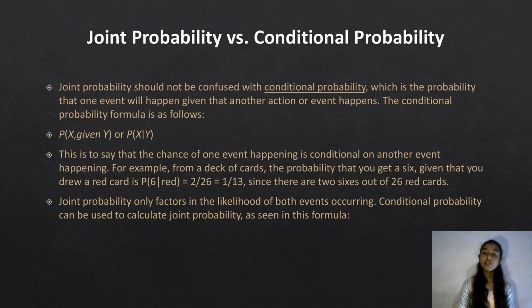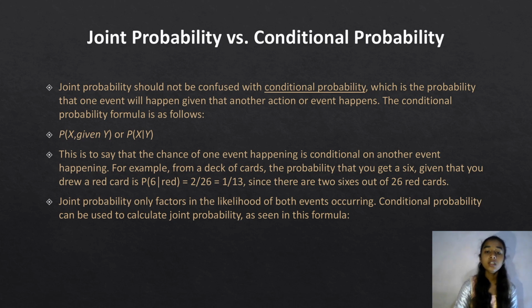Joint probability versus conditional probability. Joint probability should not be confused with conditional probability, which is the probability that one event will happen given that another action or event happens. The conditional probability formula is as follows. This is the formula to calculate the conditional probability. This is to say that the chance of one event happening is conditional on another event happening.